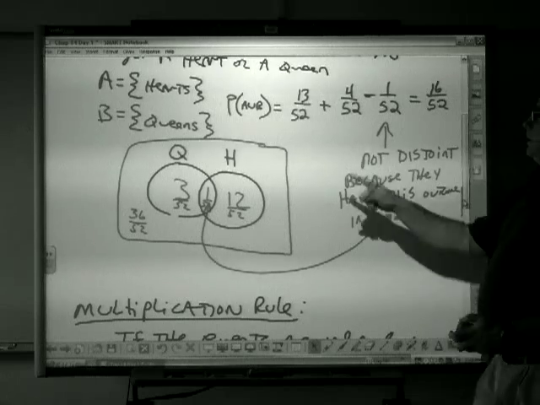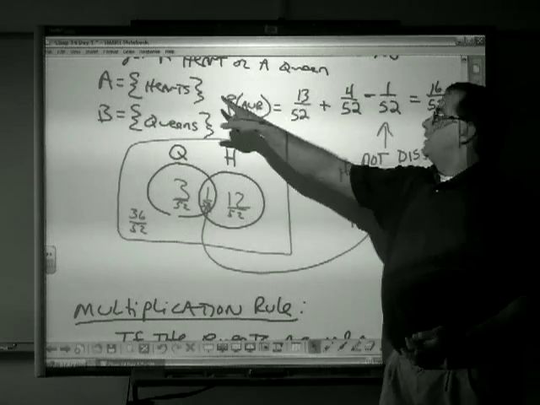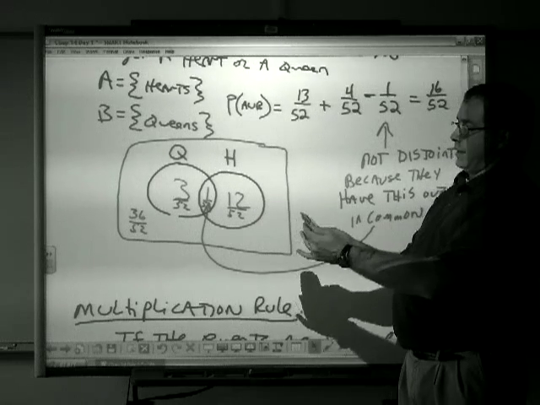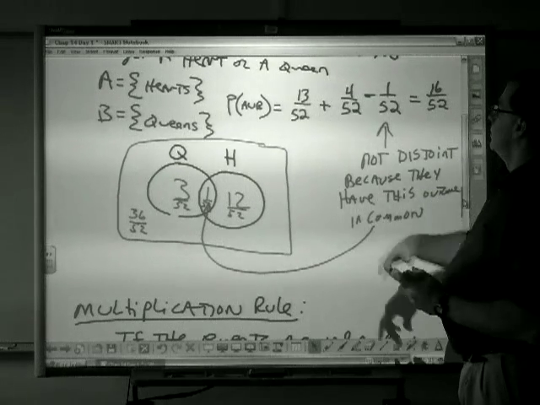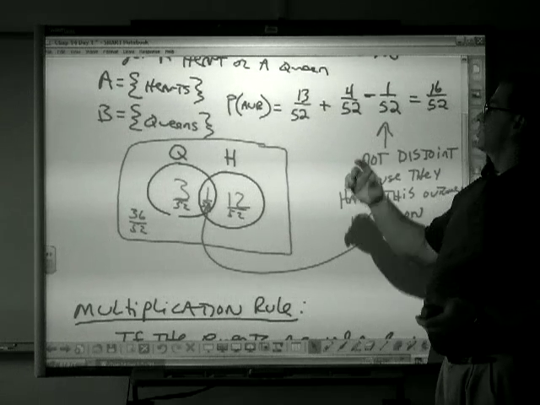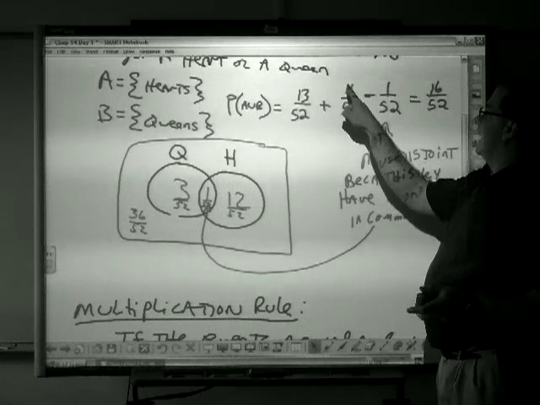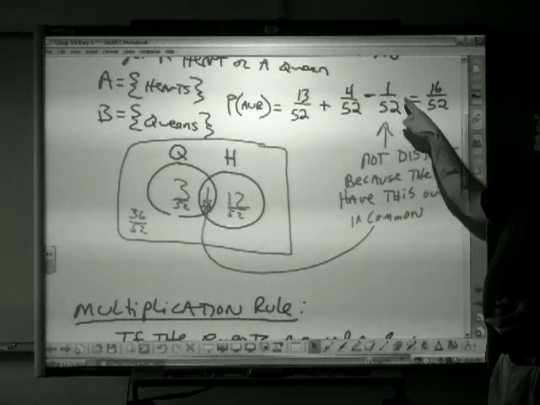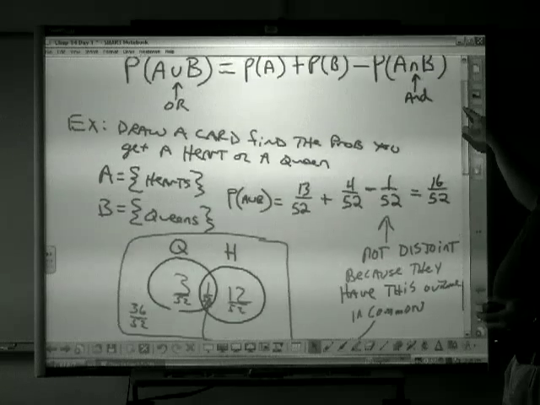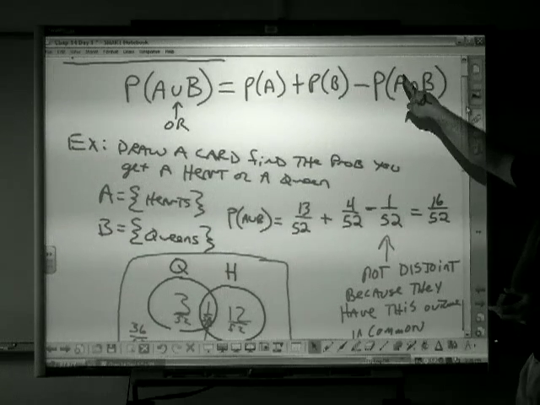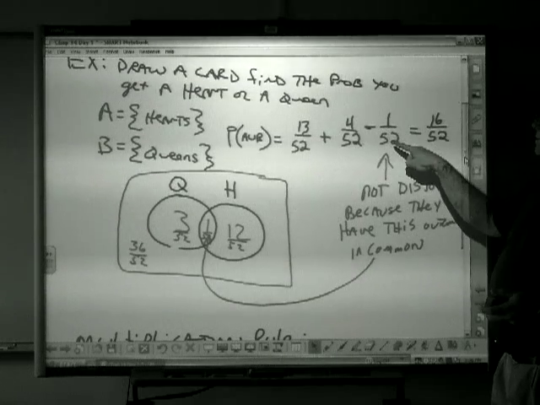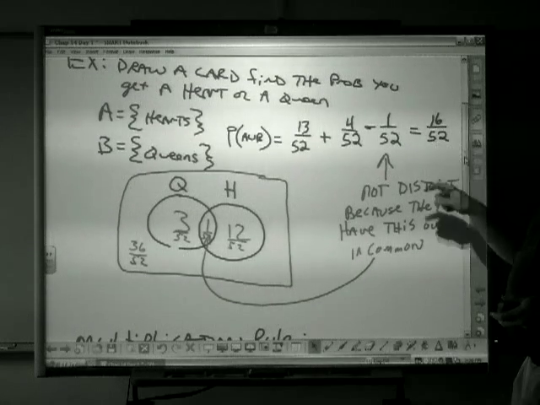Well, let's think about it. In a deck of cards, there are 13 cards that are hearts. Okay? In a deck, there are 13 hearts. There are 4 that are queens. But notice, the queen of hearts is counted here and here, so we must subtract off the 1 card. All right? This 1 card that is a queen and a heart. We have to subtract that. So our answer is 16 out of 52.